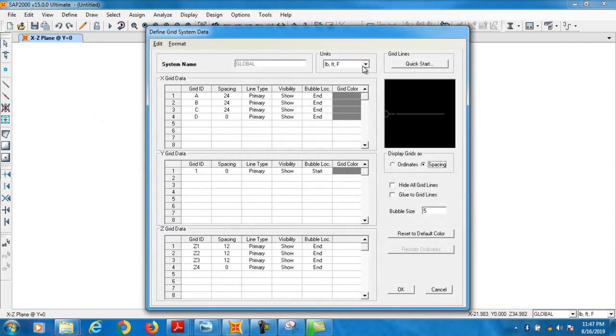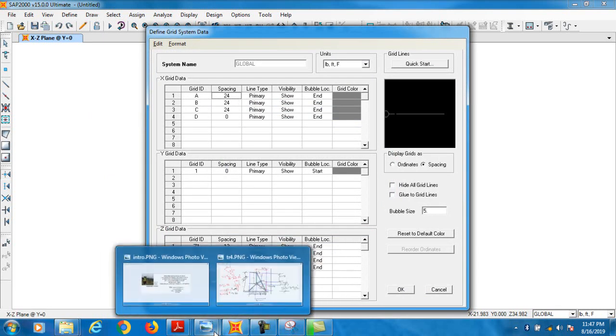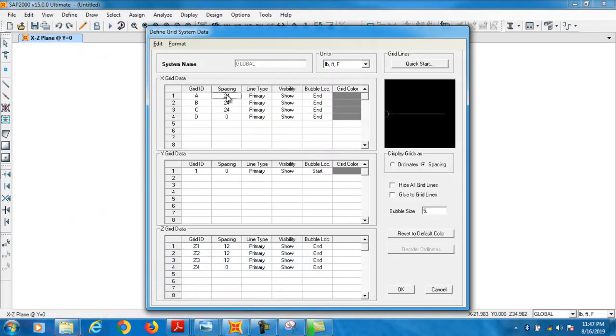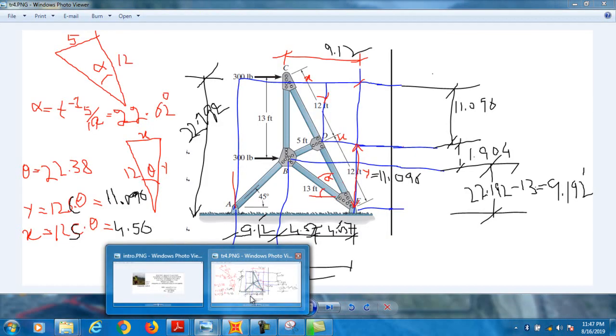Make sure the unit is foot. Clear? Now from A to B you have a spacing of 9.12. From B to C you have a spacing of 4.57, and from C to D you have the same spacing, that is 4.57. Clear? Now coming to z1, z2, from z1 to z2 you have a spacing of 9.19, I think so.